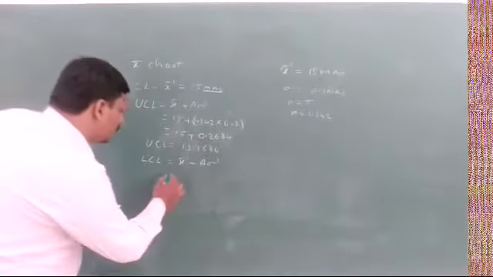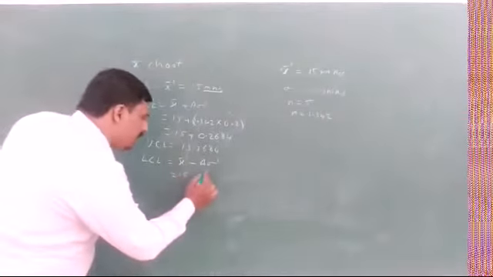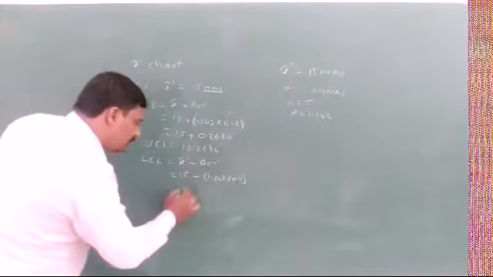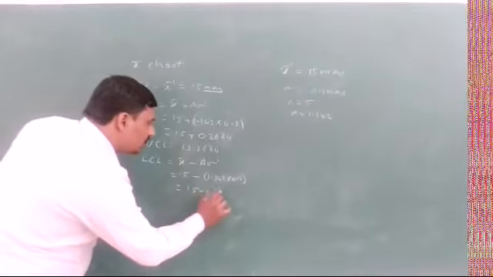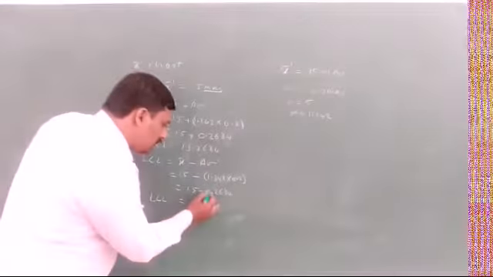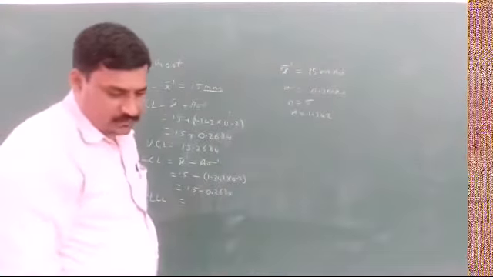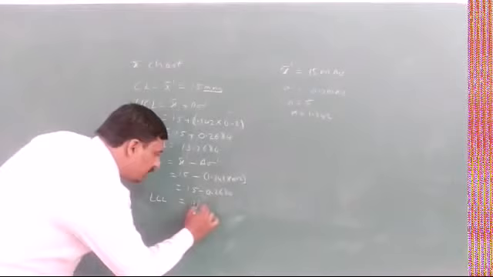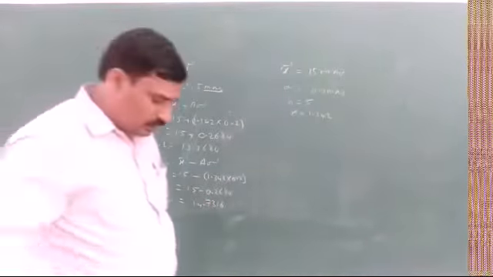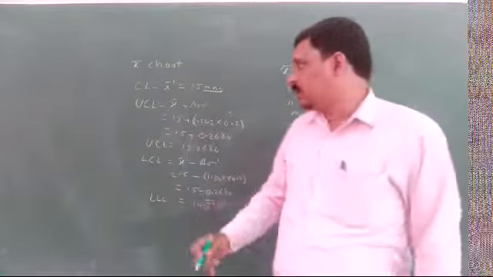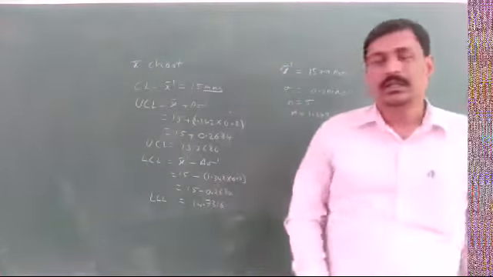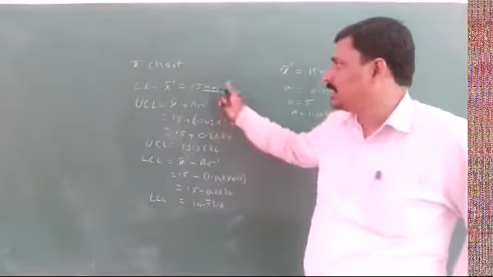So X bar is 15 minus A2, 1.342, into 0.2. So that is 15 minus 0.2684, and the lower control limit is 14.7316. So for the X bar chart, if we want to draw it, the upper control limit is 15.2684, the lower control limit is 14.7316, and the center line is 15 mm.